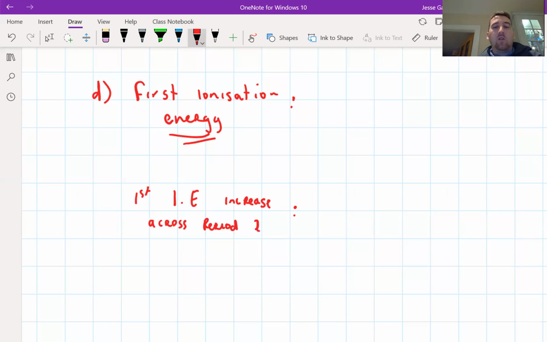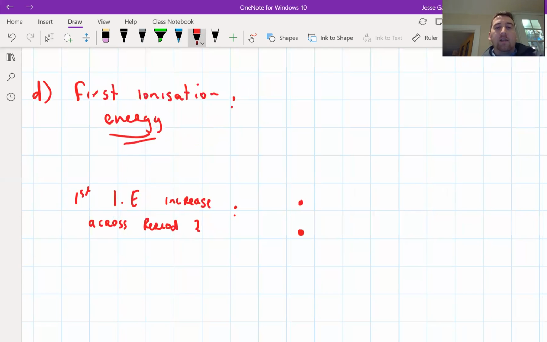Okay, so talk to me about some of the reasons why that happens. Okay, so again, thinking about what else is happening that's going to cause it to be harder to remove an electron. If the first ionization energy increases, it's getting harder to remove an electron. Pause the video, do that now. Okay, right, so here we go.